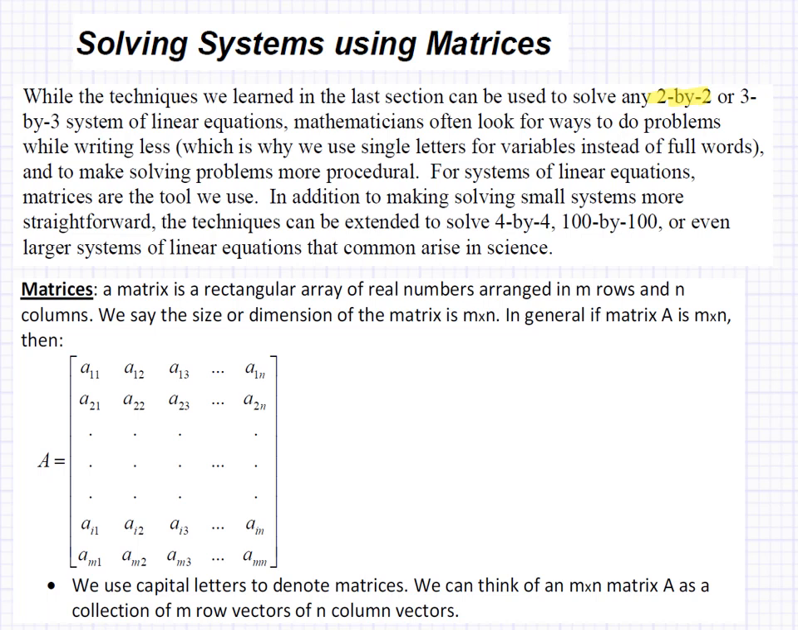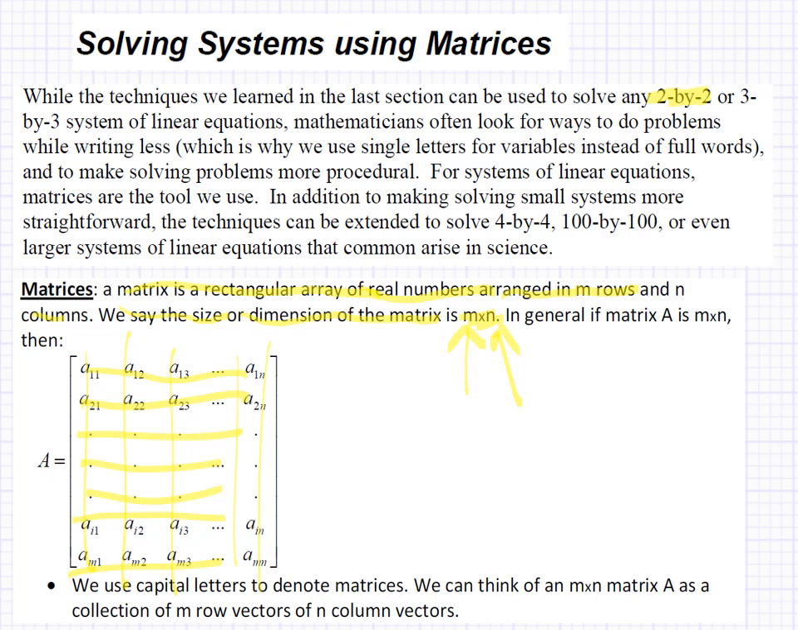So what is a matrix? A matrix is a rectangular array of real numbers arranged in a certain number of rows and columns. So let's say m rows and n columns. Okay? We say the dimension or size of the matrix is then m by n. M, the first letter, represents the number of rows. The second letter represents the number of columns. Here would be our rows, and then here would be our columns.